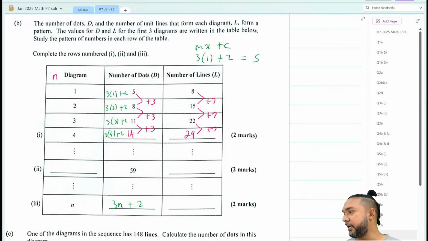I added 3 until I get 59. Yes, you could do that. That is correct, nothing is wrong with that. And then for the next one, 7n plus 1.